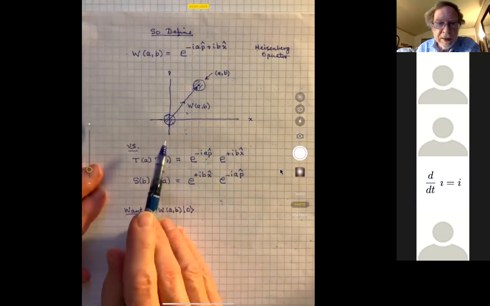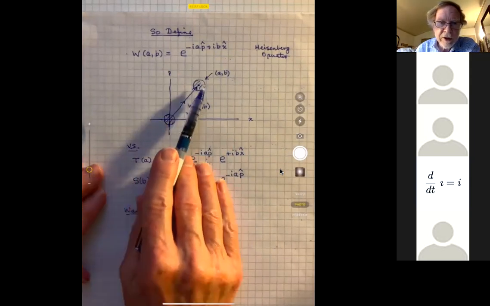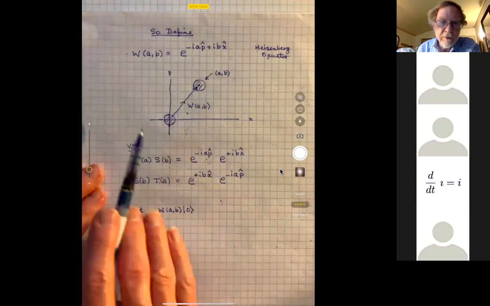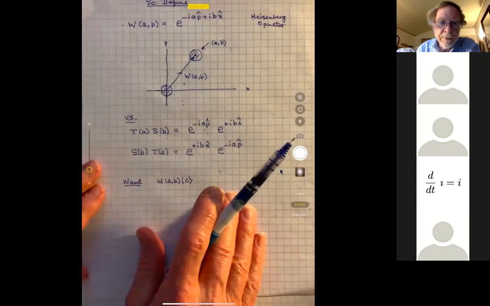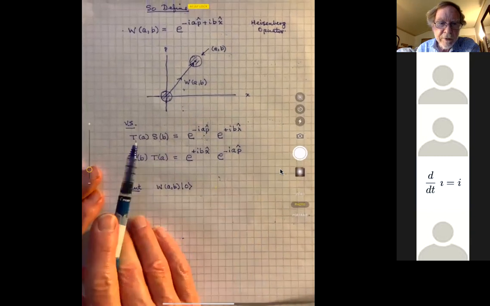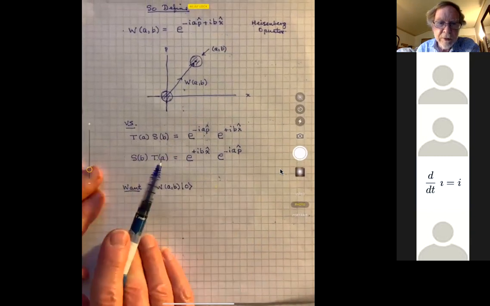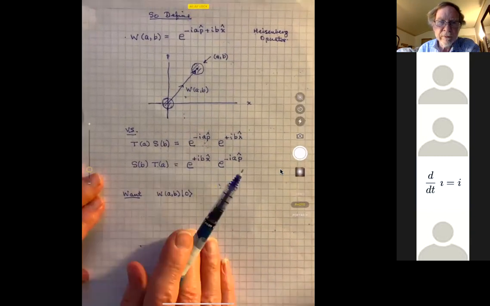And roughly speaking, the idea then is that W just does a direct translation, as the crow flies, from the initial to the final location in phase space. You might compare this with a product of T times S or the product of S times T, which are given by these factors like this.